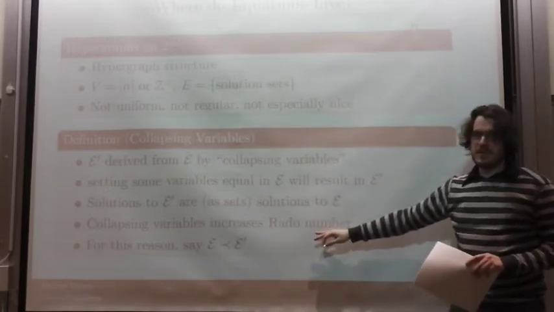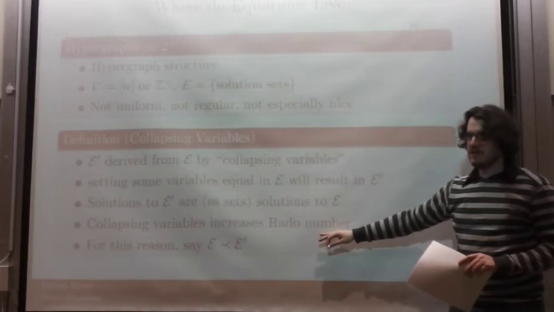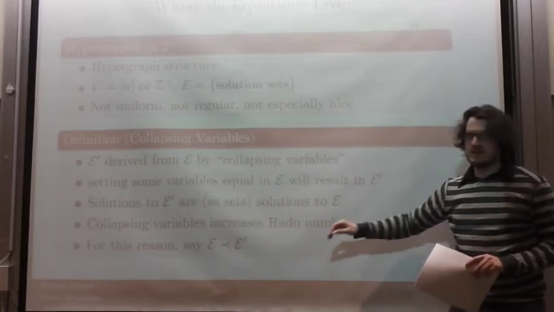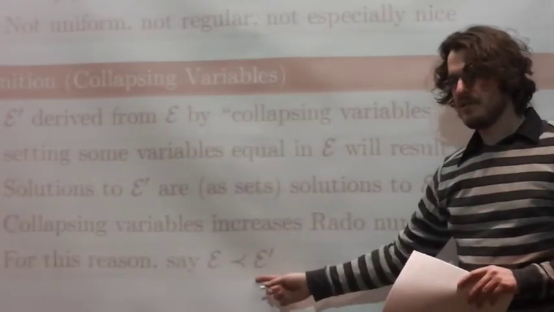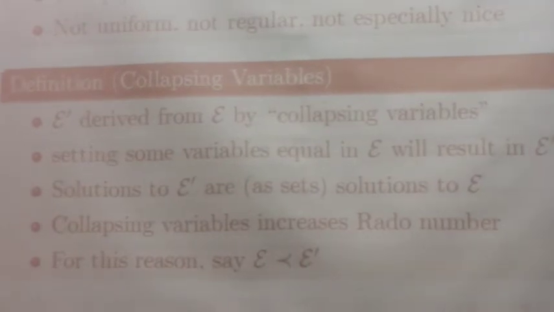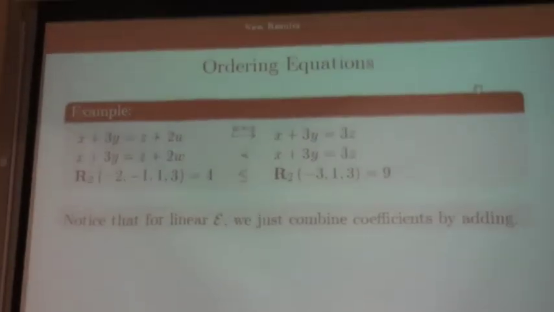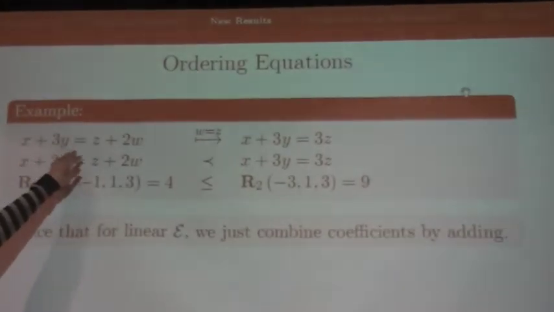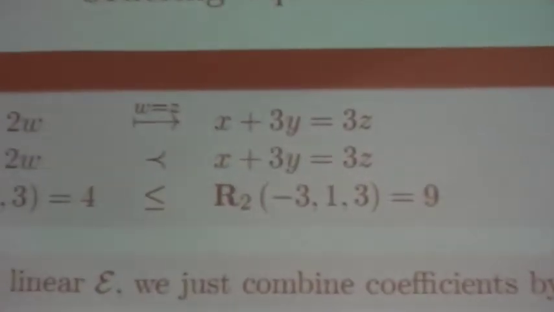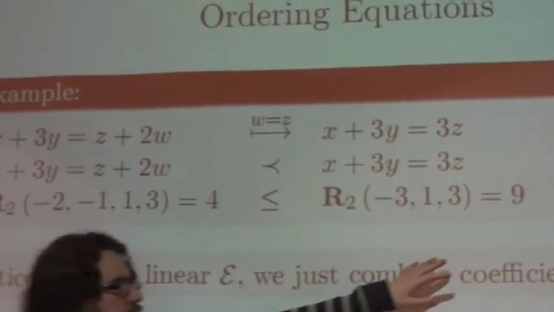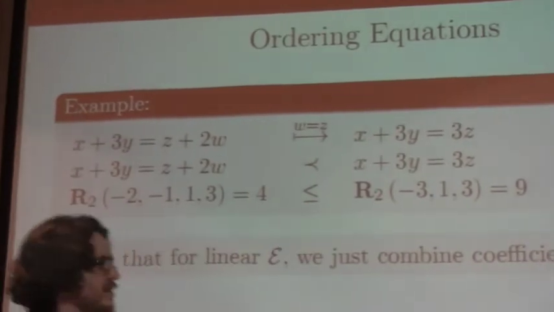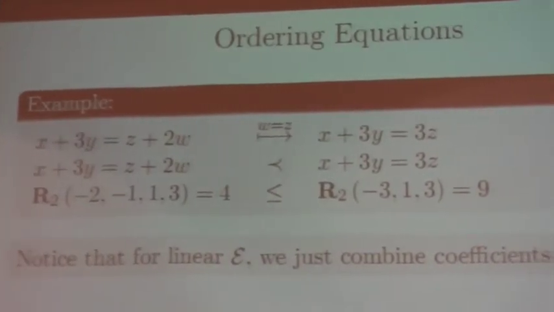So that has to increase the Rado number, because you have potentially fewer solution sets. Your Rado number will go up. So we define a partial order on equations according to this structure. As an example, if we take this equation, we set w and z equal to each other on the right-hand side, the Rado number here is 4. The Rado number here is 9. And I'm using the two-color Rado number because I don't have to worry about whether or not it's infinite.